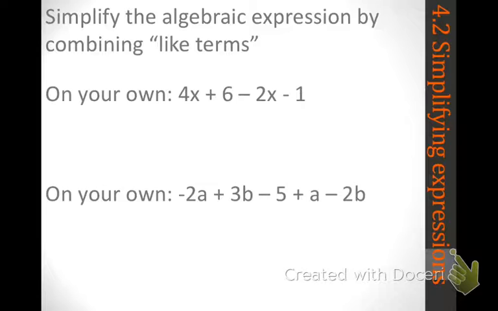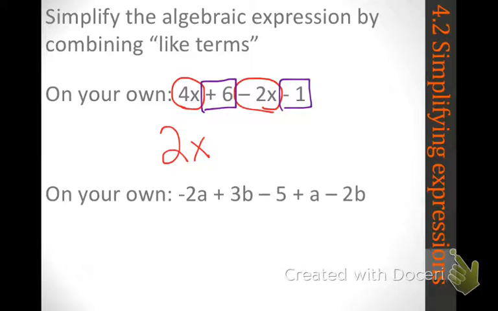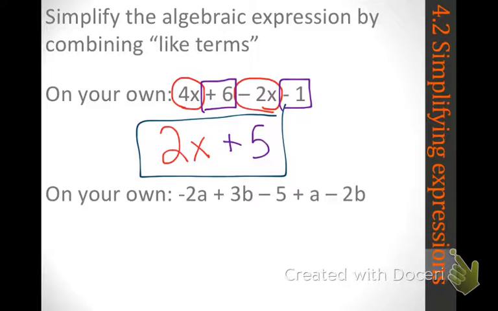So on the first algebraic expression, I have 4 x's minus 2 x's. 4x minus 2x, I'd be left with 2x. And the constants, I have positive 6 minus 1. I'd be left with positive 5. So 2x plus 5 is my answer.